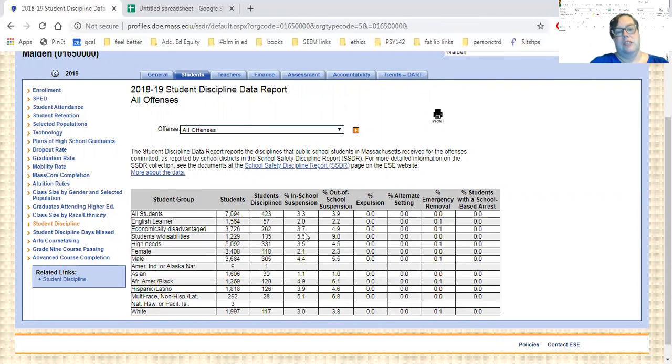So I'm really grateful to Massachusetts for making this public because, okay, I can see right here that 3.3% of students in Malden Public Schools have been in school suspended and 3.9% have been out of school suspended. Does that mean that 7.2% of students were suspended? No, because some people can be in both categories. If we want to get the full number, we can divide 423 by 7,000. So I'm going to say it's somewhere right around 5.5%, just my quick brain math.